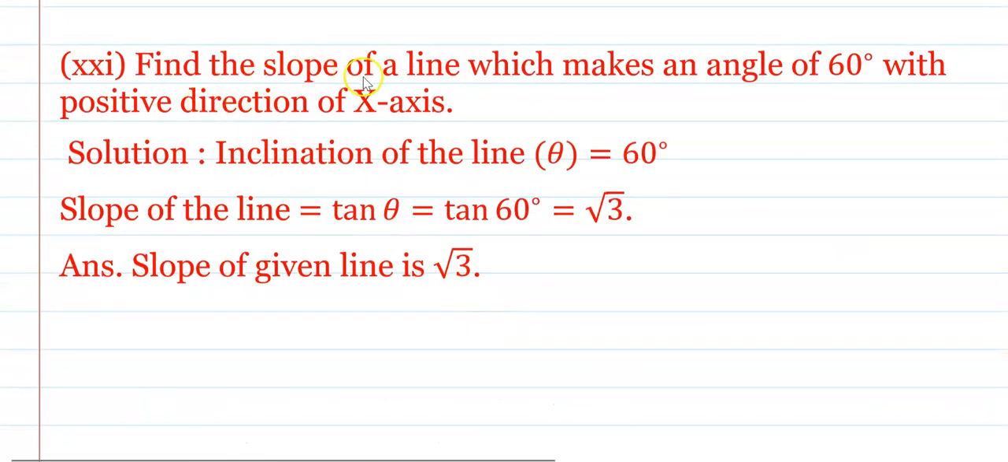Find the slope of a line which makes an angle of 60 degree with positive direction of x-axis. Easy question. When the inclination is given, how do we find the slope? The slope of the line is equal to tan theta, that is tan 60. And tan 60 is root 3. Therefore, the slope of the given line is root 3.